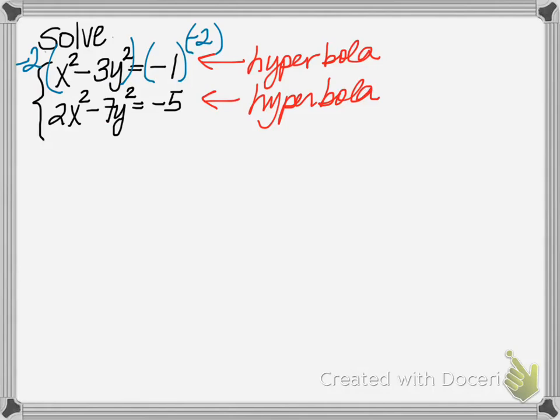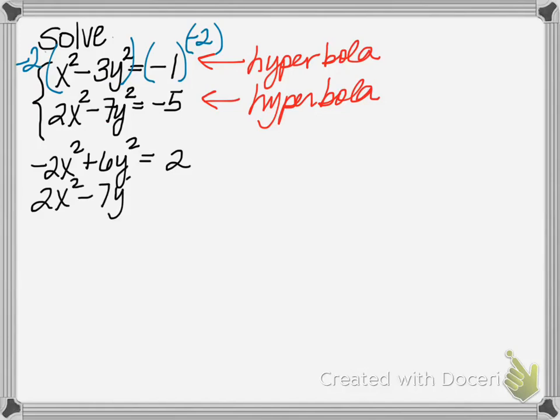My new top equation will be negative 2x squared plus 6y squared is equal to, that would be a positive, positive 2. My second equation I haven't altered, so 2x squared minus 7y squared is equal to negative 5. And now I'm ready for my elimination.